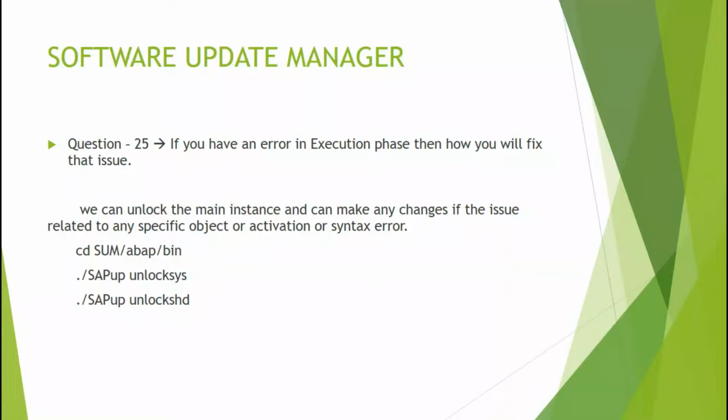So what we have to do in this case is unlock the upgrade mode. For unlocking the upgrade mode, we have two commands that you have to run at OS level. You have to go to the bin directory, and run ./SAPup unlock sys and ./SAPup unlock SHD. Unlock sys is for unlocking your main system, and unlock SHD is for unlocking your shadow system. Once the system is unlocked, you are good to log in to the system.